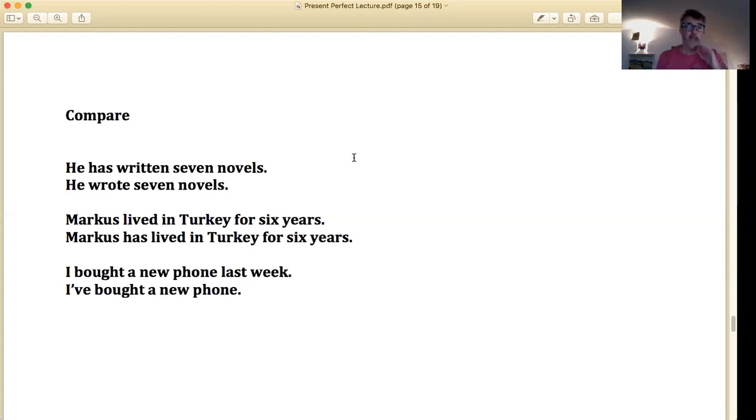Now, if I say he wrote 7 novels, what does that mean? Basically, it means he is not writing any more novels. Either the author has died or the author has said, I'm finished writing. The writing of novels is finished, okay? All right, and if we can begin to understand that, it's helpful.